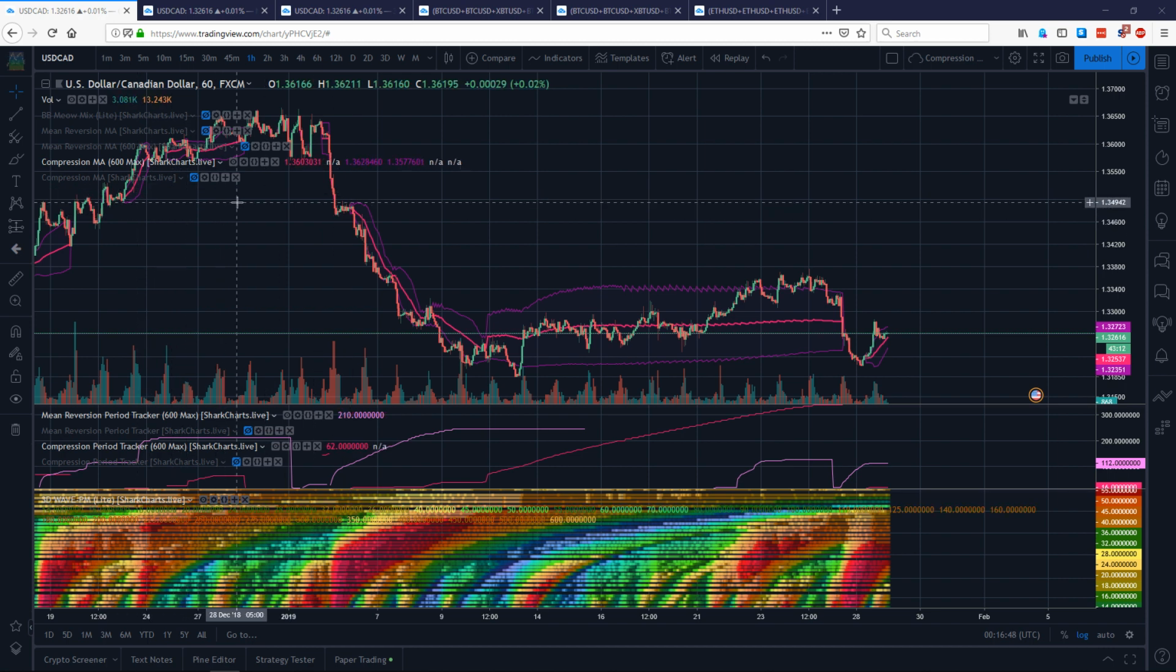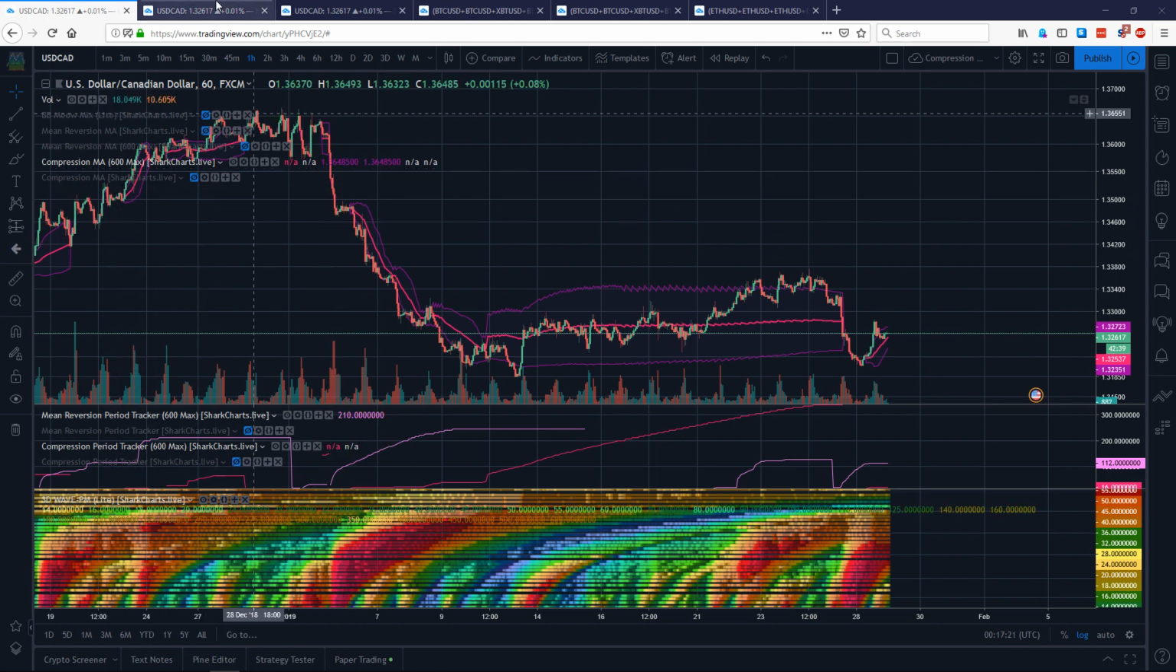So I've got it set up as 4 different indicators: a 600 max period, a full 2000 period, 600 max period tracker, and a full 2000 max period tracker. Though in contrast to mean reversion moving average, it is very rare to find a chart that it's relevant to use the 2000 period compression moving average. So much more often you can just stick with the 600 max.